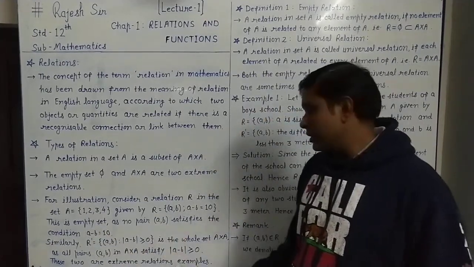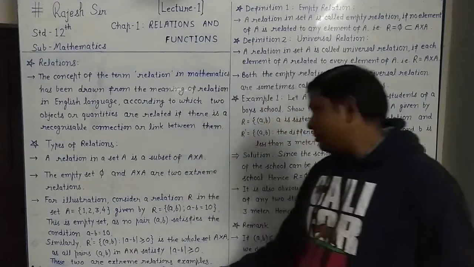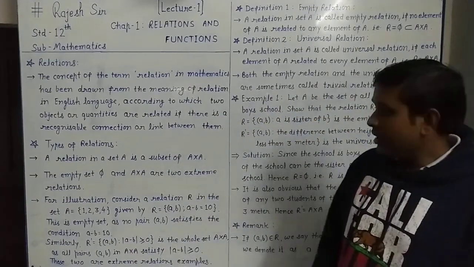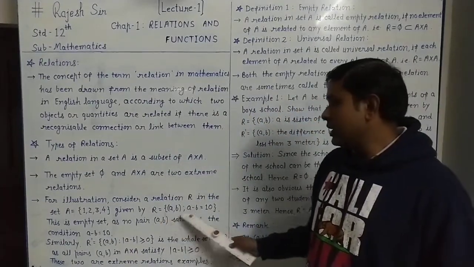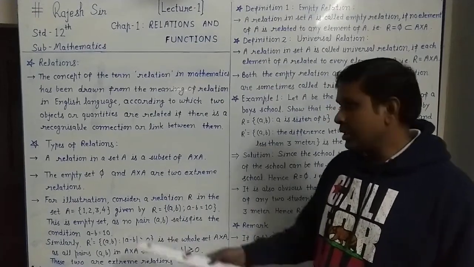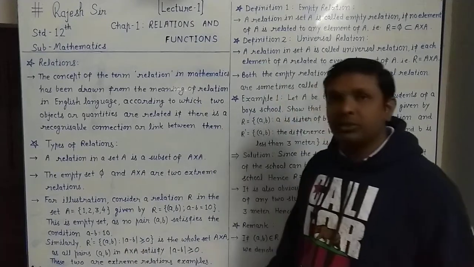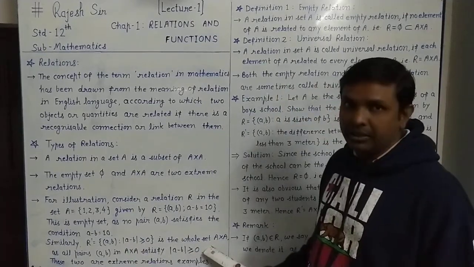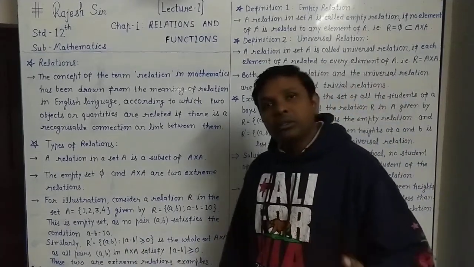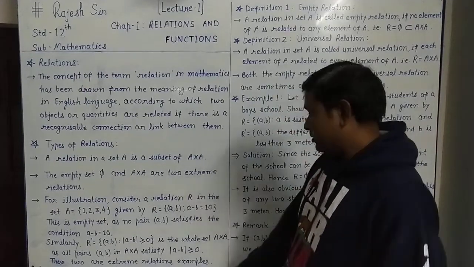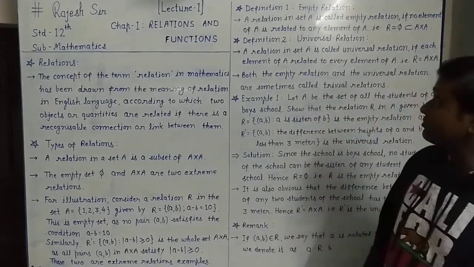Both the examples we have seen. These two are extreme relation examples. In one, we are not getting any pair, so it is an empty relation, and in the other we are getting all the pairs, so it is A cross A, the whole set. So they are called the extreme relation examples.